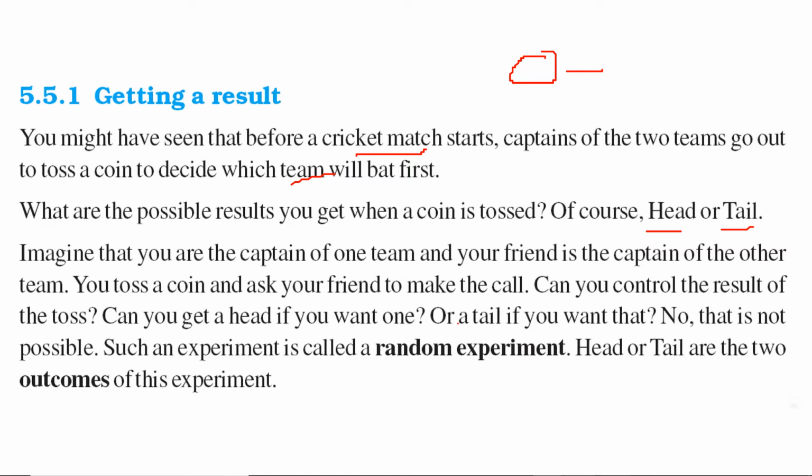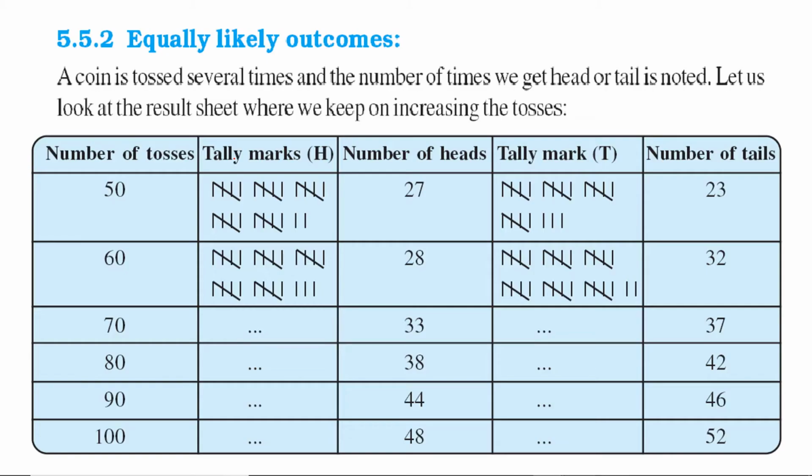So both have equal possibility or equal chance of coming. Head can also come, tail can also come. So this is called a random experiment. Head and tail are the outcomes of this experiment. So tossing a coin is the random experiment, because head and tail can come, any one of them can come, and this is the outcome. Head and tail are the outcomes of the experiment.